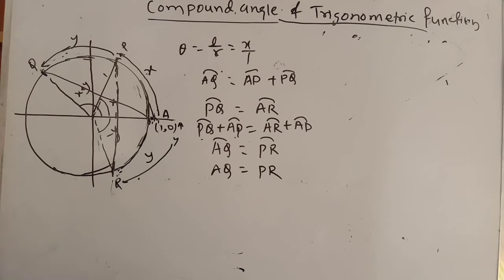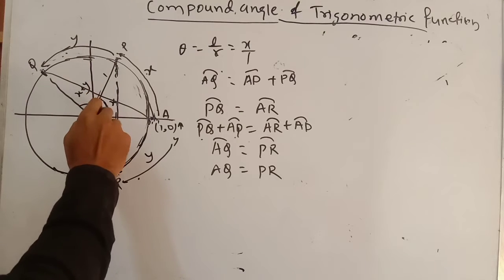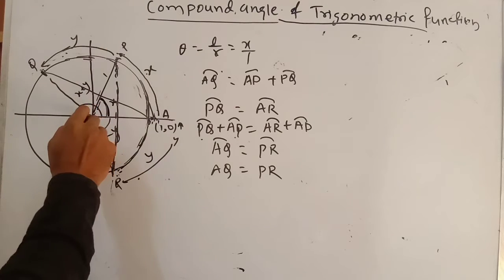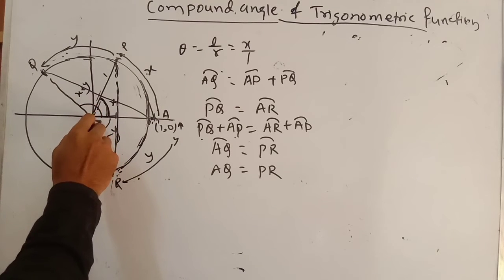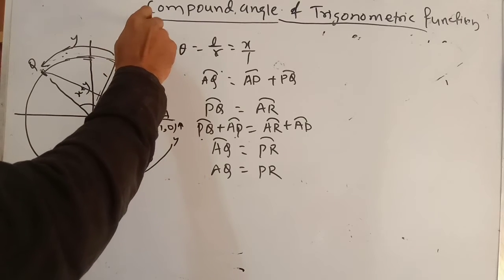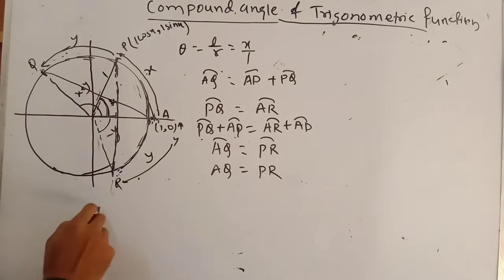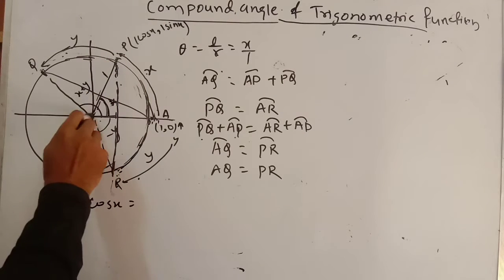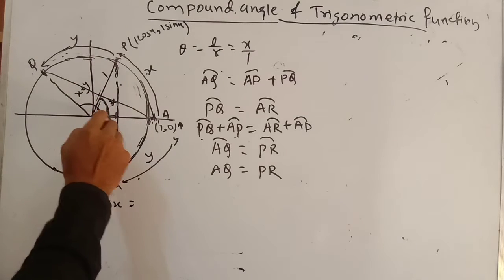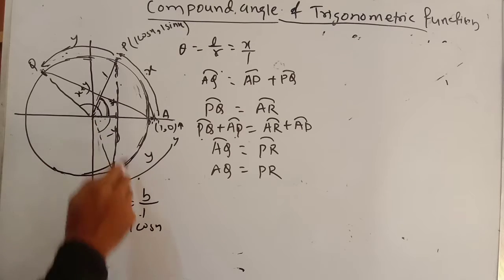Okay. So what is the polar coordinate of P? Obviously it is 1 and the angle is x. So you can write this as 1 cos x, and this as 1 sin x. So that means P is 1 cos x, 1 sin x. Yes sir, this length is 1, this angle is x. When you write cos x equals what? Base by hypotenuse, and the hypotenuse is 1. So you can write here P equals 1 cos x, so this is the base, 1 cos x.